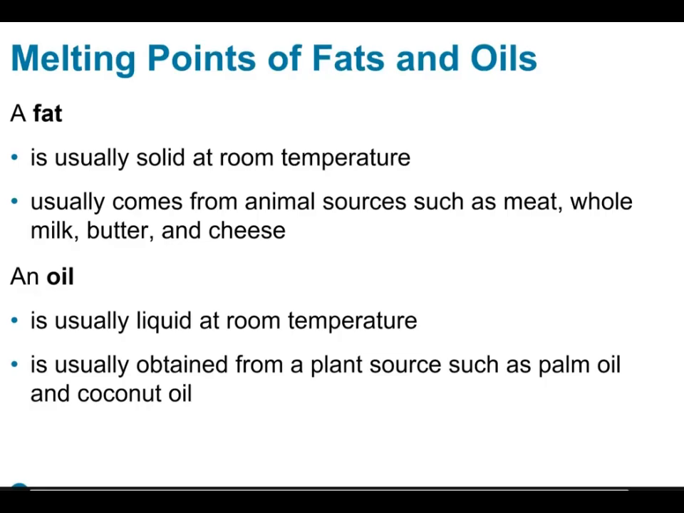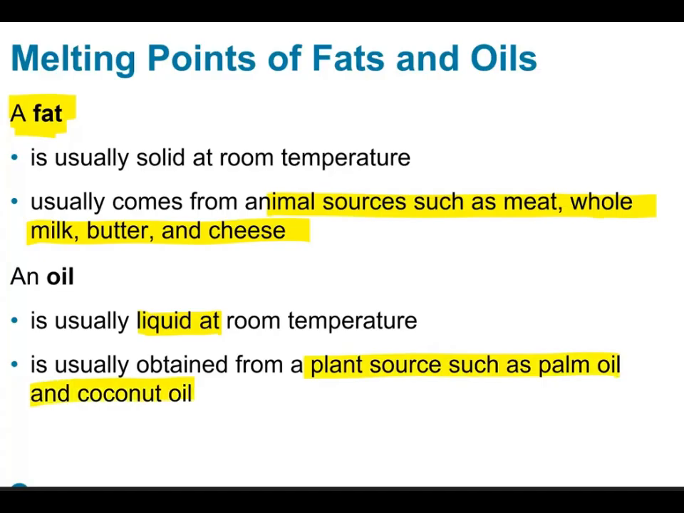So when we talk about fats and oils, usually we refer to this. Fat is solid at room temperature and usually comes from animal sources, while oil is liquid at room temperature and usually comes from plant sources. Now, in this case, palm oil and coconut oil are the worst examples of sources of oils.